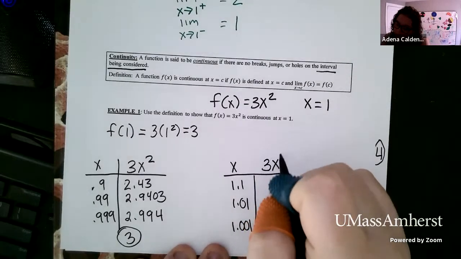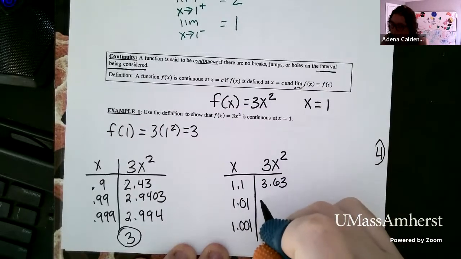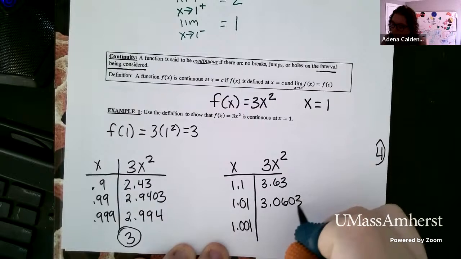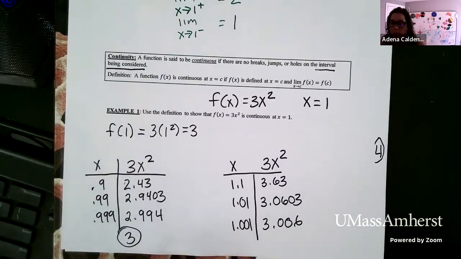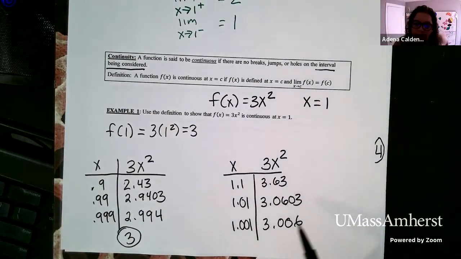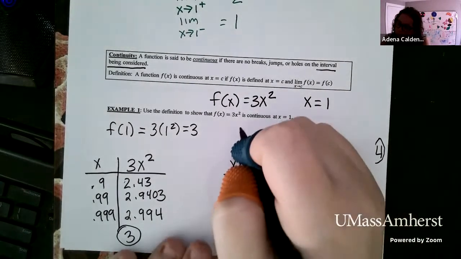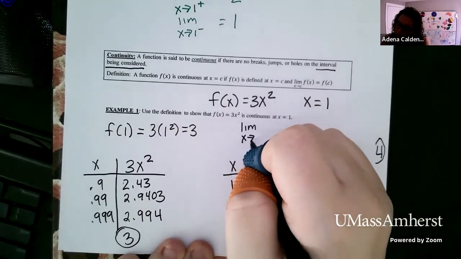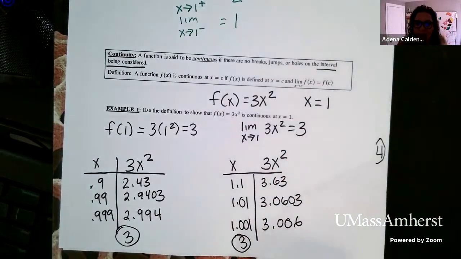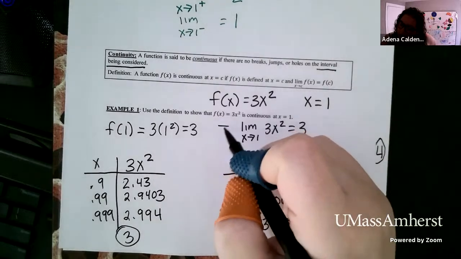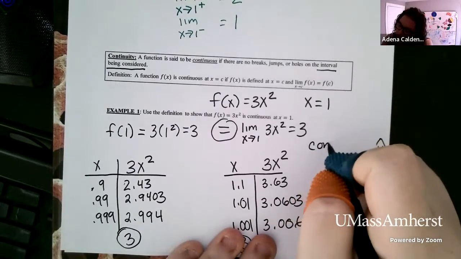Similarly, I need to see what's happening from the right. So I plug in a 1.1, which is 3.63. 1.01 is 3.0603. And 1.001 is 3.006. So again, what I'm noticing is my decimals are getting smaller and smaller. So that is also approaching 3. So that means my limit as x approaches 1 of 3x squared is 3, because it's the same from the left and the right. And since the limit is the same as the functional value, my function is continuous at x equals 1.